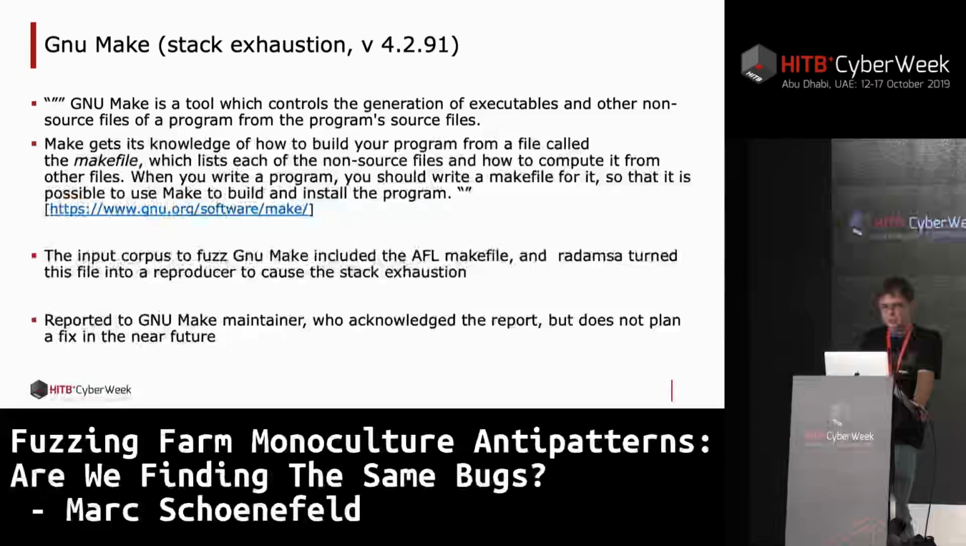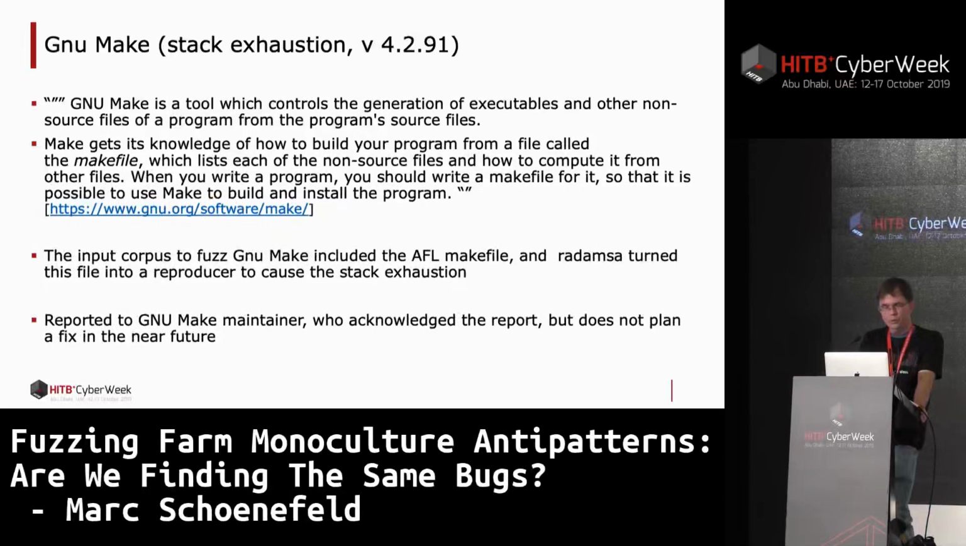Coming to GNU Make. GNU Make is a tool which controls the generation of executables and other non-source files of a program. It creates a pipeline of actions and dependencies, and in the beginning you have your source code, and in the end you hopefully have your executable binary. The input file which led to this finding was ironically the AFL make file, and we used Radamsa to turn this file into a reproducer that causes this stack exhaustion.